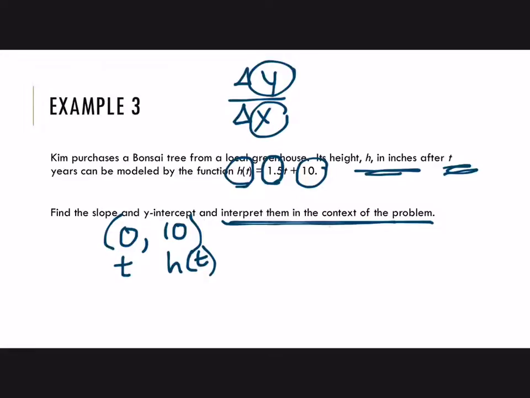And it doesn't directly say this in the problem, but if we think of 0 years as maybe when she purchased the tree from the greenhouse, then basically we could say that when she bought the tree, its height was 10 inches. So the tree was 10 inches tall at time of purchase.